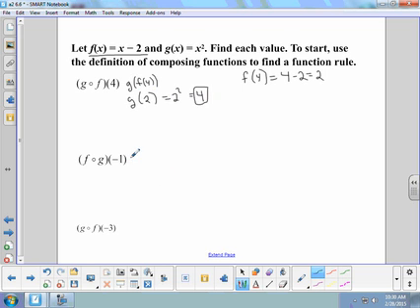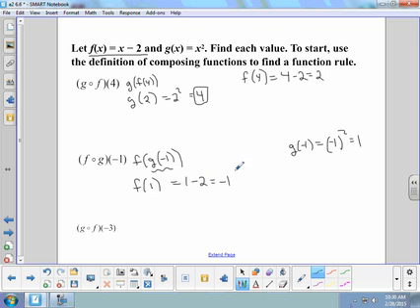Let's do another one. f of g of negative 1. So we're going to start with our inner part here, g of negative 1. And that would just be (-1) squared, which is 1. So then figure out what f of 1 is. And that would be 1 - 2, or negative 1.